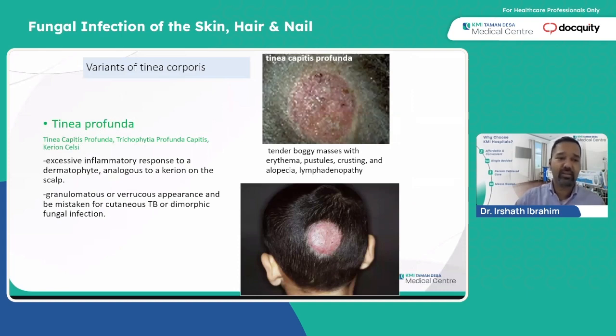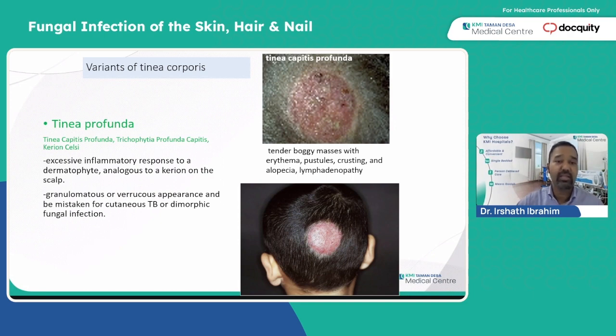Tinea profunda is an excessive inflammatory response due to the dermatophyte, and it is analogous to kerion. Kerion I will show you later in tinea capitis. So when the term profunda is used, it has a lot of synonyms: tinea capitis profunda, Trichophytia profunda capitis, kerion celsi. It closely resembles kerion, where it becomes granulomatous, verrucous in appearance, very tender, boggy, erythematous. There are pustules, crusting. Alopecia can be permanent, and there might be regional lymphadenopathy.